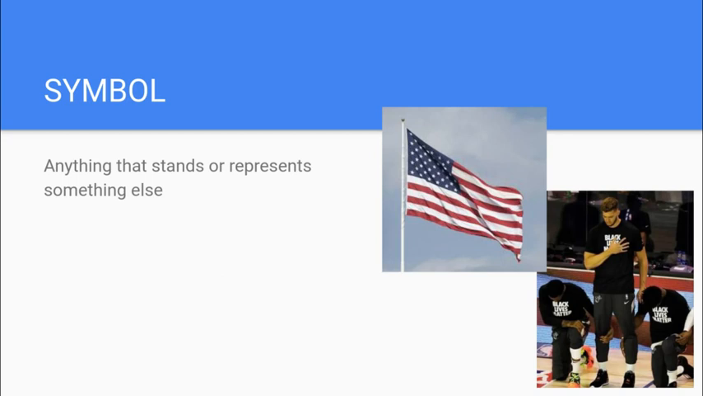Symbol, this one's interesting to me, right? Anything that stands or represents something else. This is pretty topical. Oftentimes, the American flag is a symbol, right? For some, it's a symbol of freedom, like this gentleman here who's standing, right? He has family who served in the country. So for him, that represents freedom. But for other people, that flag represents oppression, right?